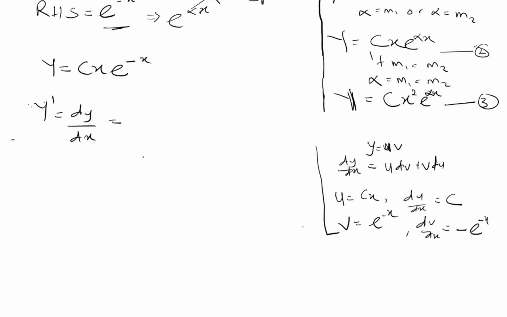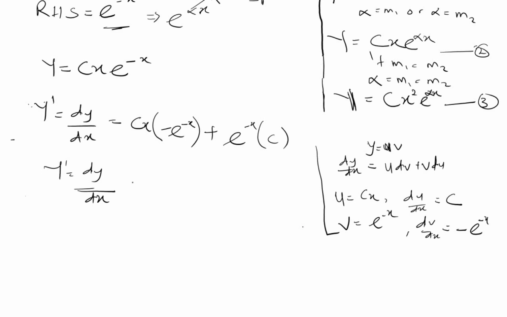So applying the rule and going back to differentiate it, here we say u dv, what's our u? cx, right? cx multiplied by dv, which is negative exponential of negative x, then plus v, what's our v? Exponential of negative x times du, which is c. So here we have y prime, which is dy by dx, to be negative cx exponential of negative x plus c exponential of negative x.